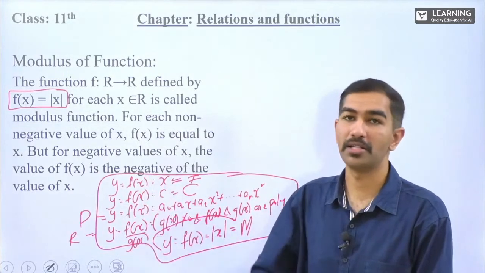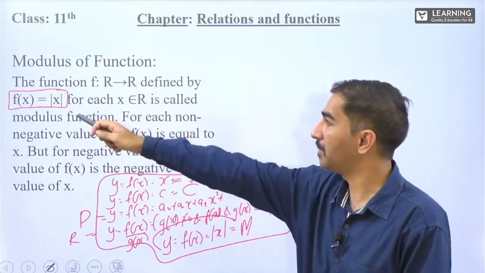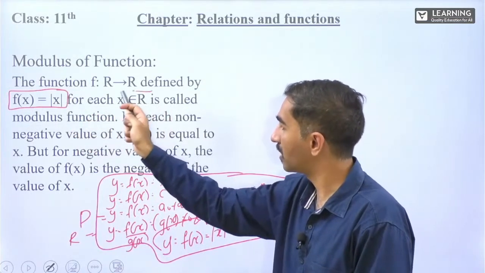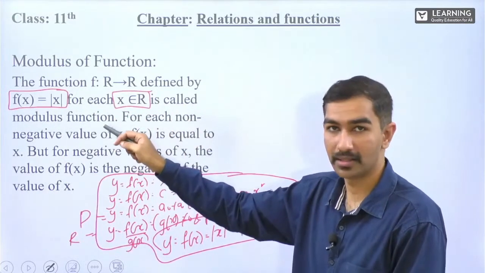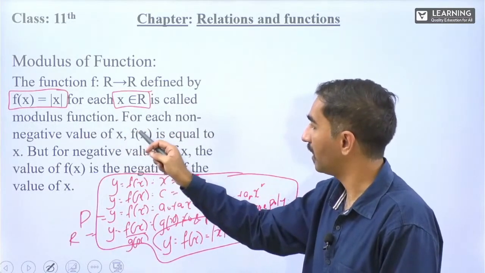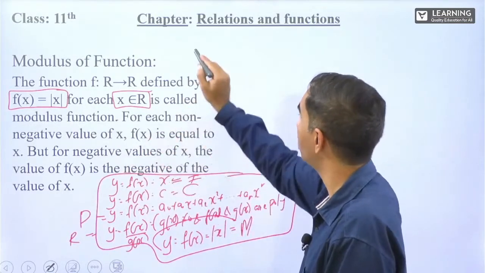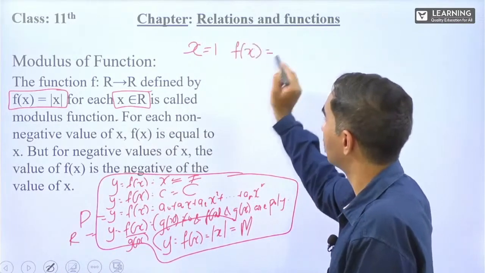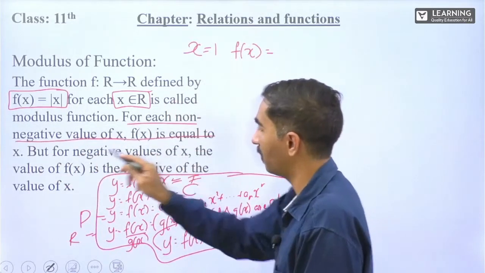Now we'll see what is modulus of a function. The function f from R to R defined by f(x) = mod x for each x belonging to R. Students, important. For each x belonging to R is called a modulus function. This is not the end of the definition. For each non-negative value of x, f(x) is equal to x. So what is a non-negative value of x? Let us take x = 1. Then what is f(x), students? Read this again. For each non-negative value of x, f(x) is equal to x.